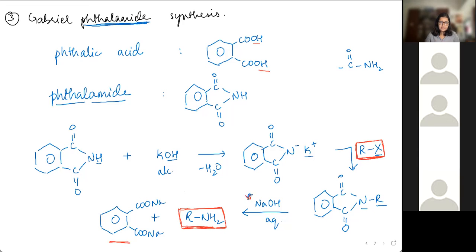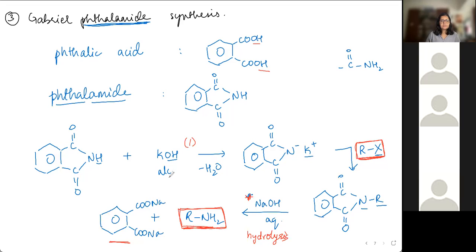So here again, this I have star marked because in this case, you basically need to do hydrolysis. What you do hydrolysis with doesn't matter. Either you can do basic hydrolysis by using NaOH, or you can use acidic hydrolysis, or you can use hydrazine also. Okay. So to summarize, it takes place in 3 steps.